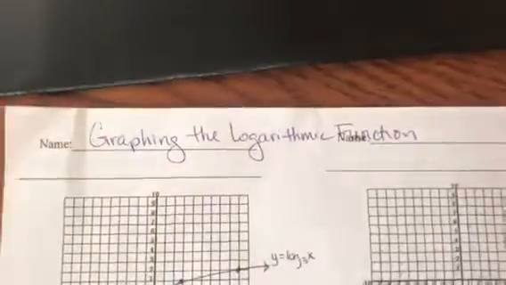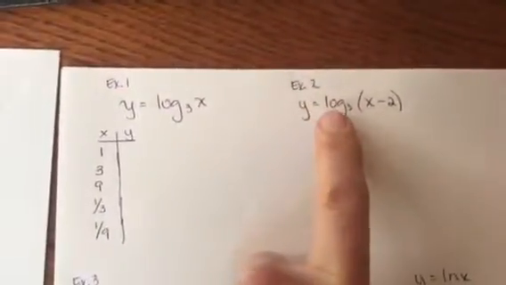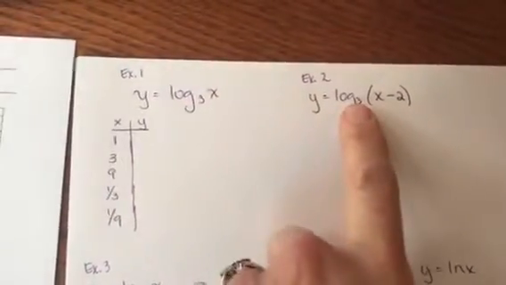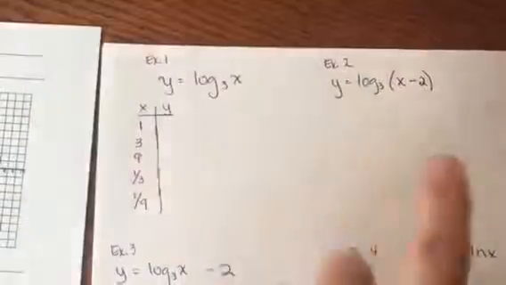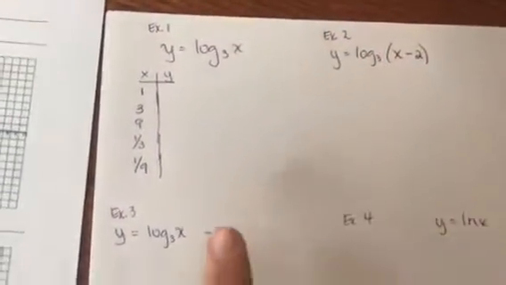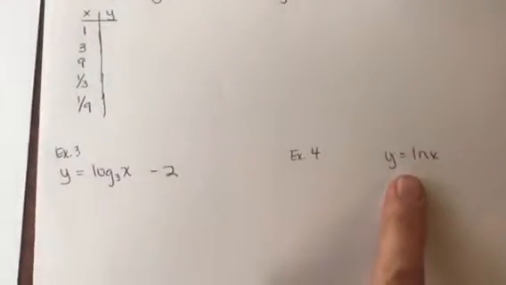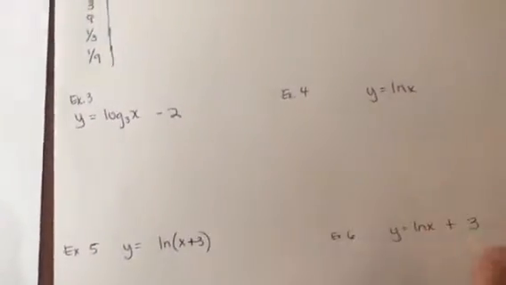This is to help you as you're working on this packet, and it's particularly for when you have to graph the logarithmic function. And notice, I'm going to show you real quick the 6 examples I'm going to do. Here we're going to do the common log with a base 3. And let me just say this is going to work no matter what your base. But here I'm subtracting 2 inside the parentheses. Here I'm going to subtract 2 on the outside of the parentheses. And then I'm going to show you a few towards the end of the natural log.